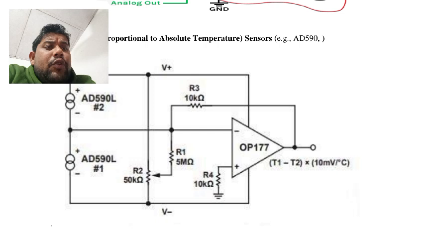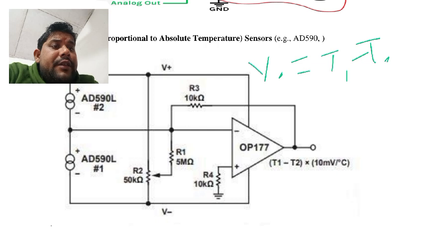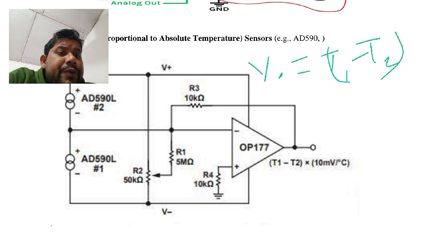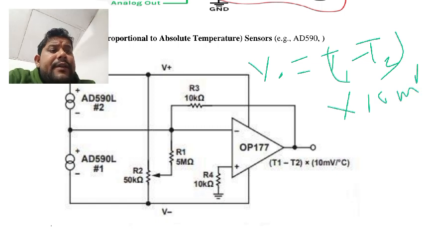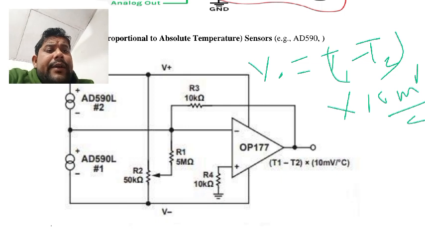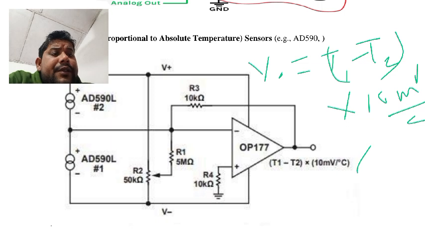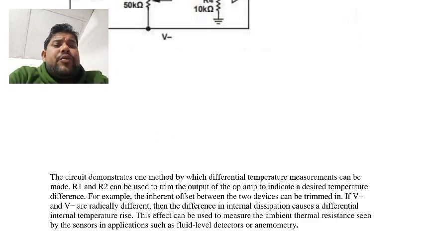Then its output can be written as V0 equals the temperature difference T1 minus T2, times 10 millivolt per degree Celsius. Based on this, suppose T1 is 50 and T2 is 60, so the difference is just 10, times 10 millivolt per degree, giving the output. In this way, this part can be used.